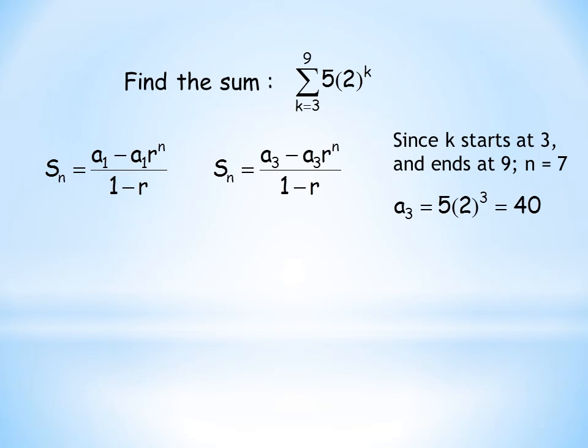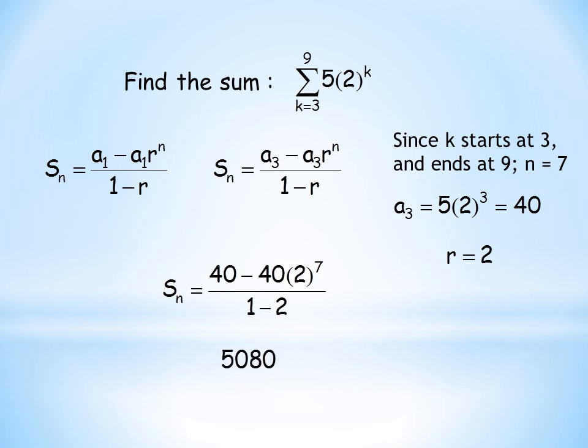A3, I'm just going to have to plug 3 in now for k in this expression. So 5 times 2 to the third. 2 to the third is 8 times 5 is 40, so I know the third term would be 40. My r is always the thing that's being raised to the exponent in this an expression, so r is 2. Now that I have all those numbers, I can plug them into my formula and put it in my calculator and solve.